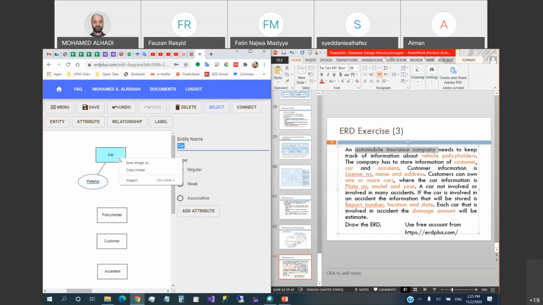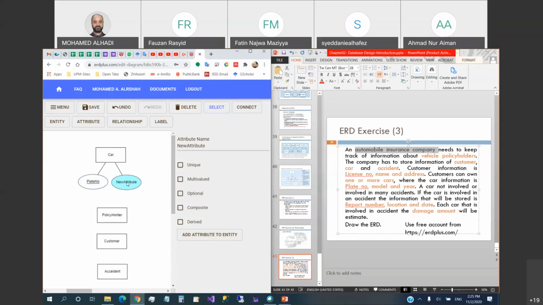Then after that we insert another attribute. So this other attribute is called Model. Yeah, model.